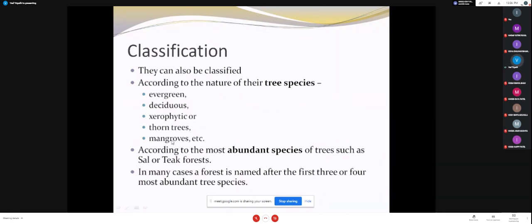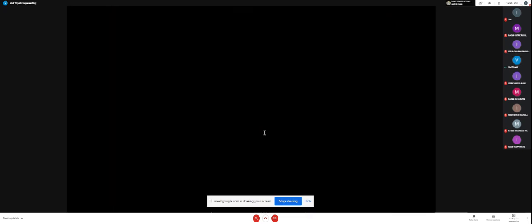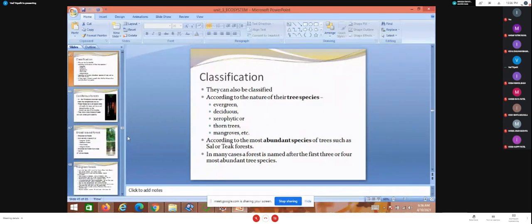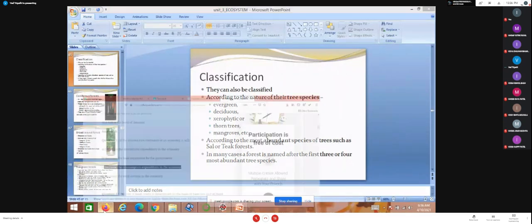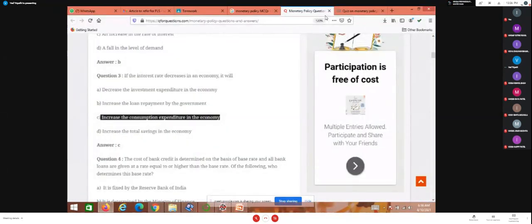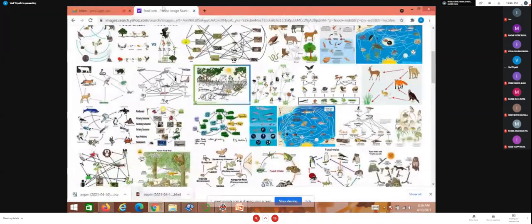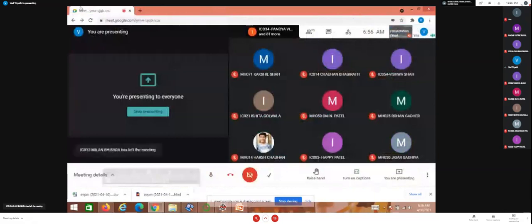I think we'll keep it till here today. In the next lecture, we'll learn about the differentiation between these types of forest resources and other ecosystems as well. If you have any doubt, then you can ask. Yes, any doubt?